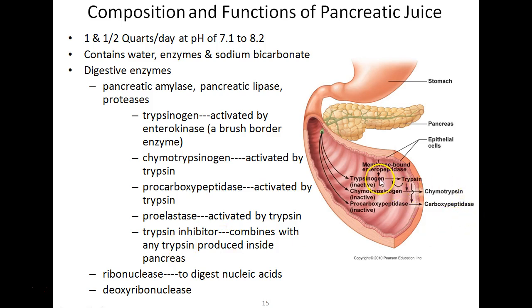And we can see that, again, these digestive enzymes all serve to break down the foodstuffs. Keep in mind that this foodstuff at this point is not called food. We call it chyme because it has received chemicals from the stomach and also received mechanical digestion from the stomach as well.